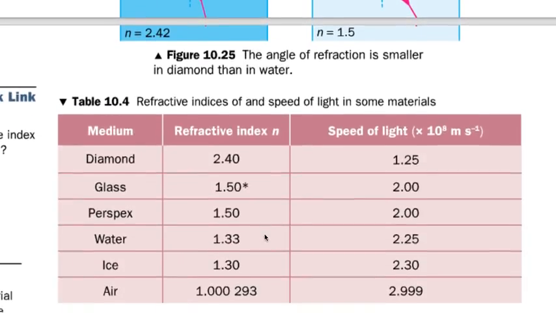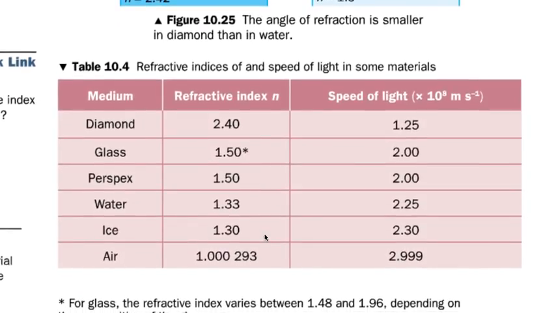Okay. So here are some refractive indices of some common materials. You can see the value is always greater than 1, right?